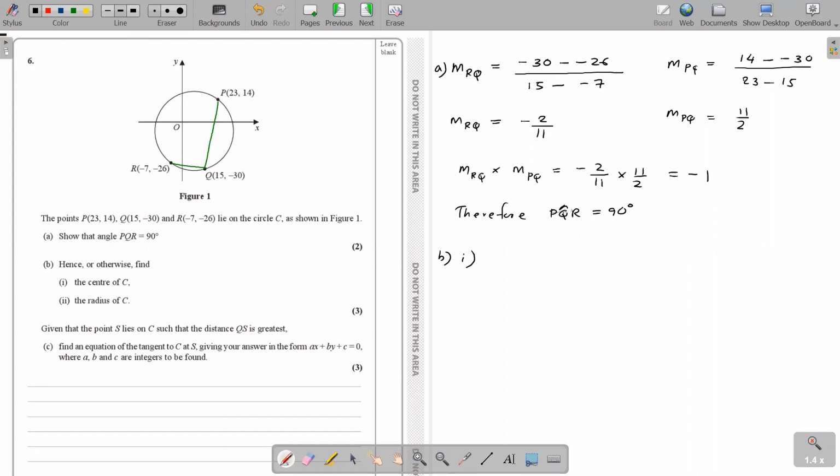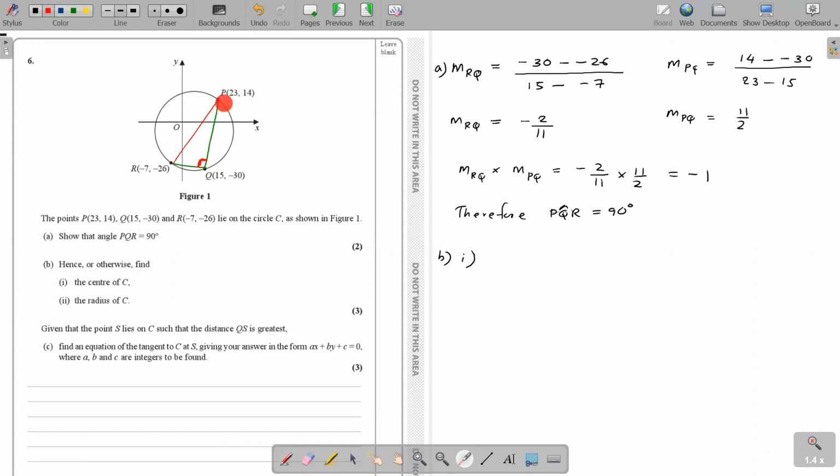Okay, how do we find the center here? Now you do realize that the RQP is a 90 degree here, right? So if there's a 90 degree, what's the circle theorem we use here? Angle in a semicircle is a right angle. What does it mean basically? RP is your diameter. So that's the most important thing to figure out.